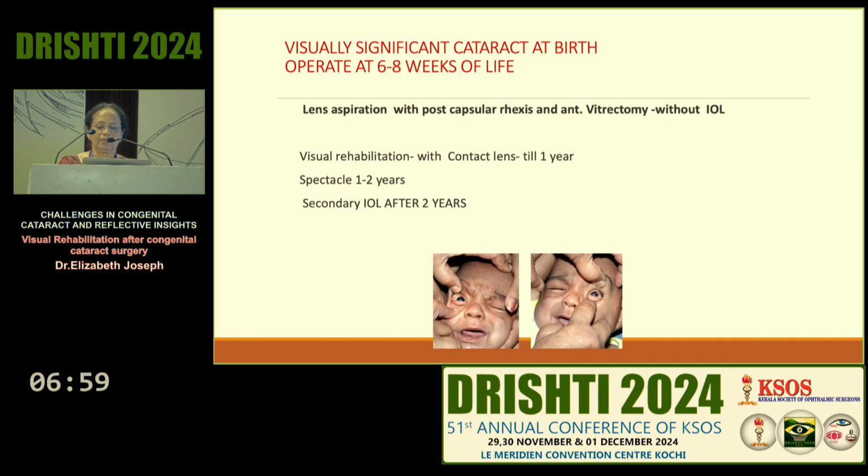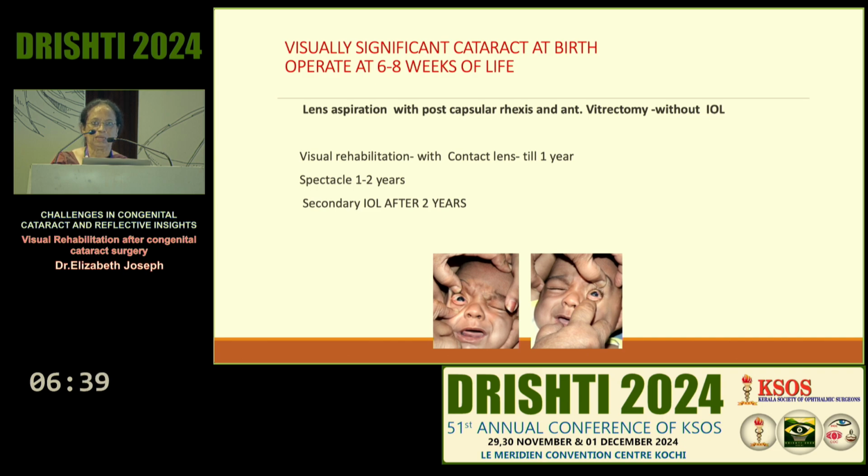See, this child has got a bilaterally significant cataract. The child is only 6 weeks of age. What should we do? We have to operate the patient as early as possible at the age of 6 weeks itself. The preferred surgery is lens aspiration with posterior capsular rhexis and anterior vitrectomy without IOL.